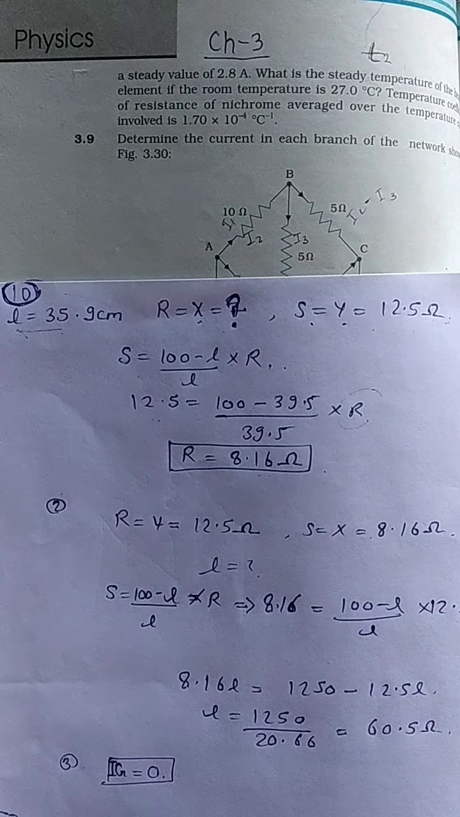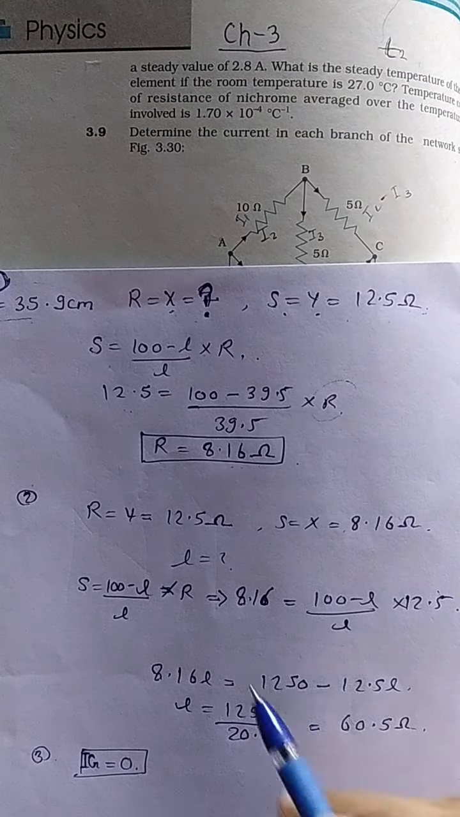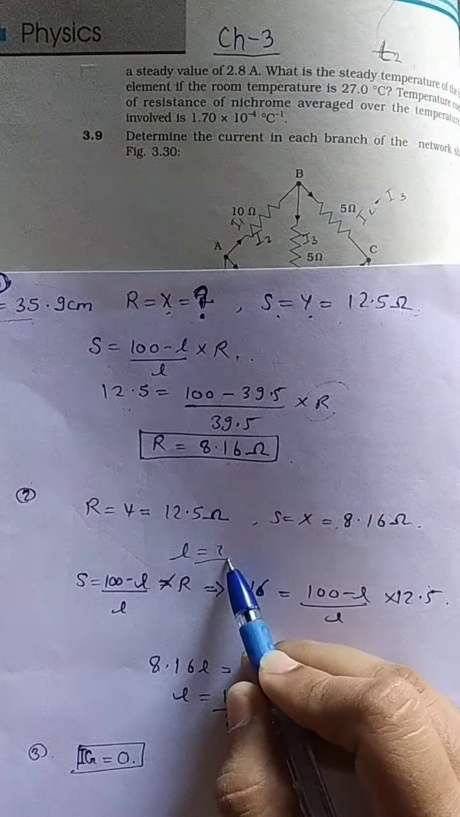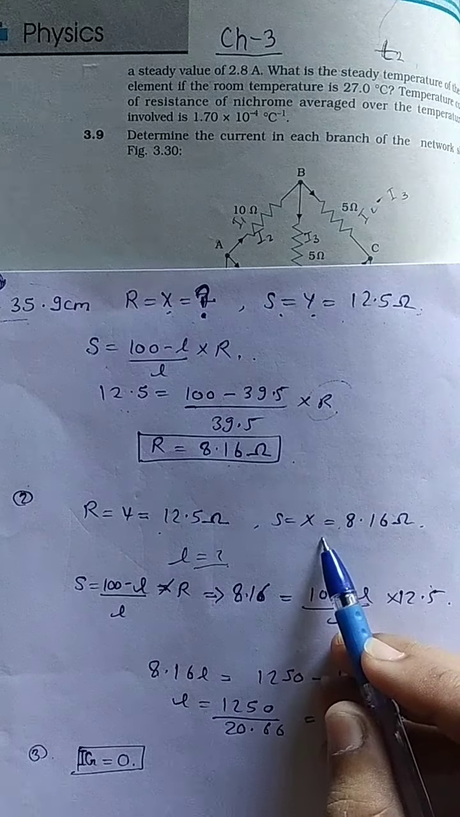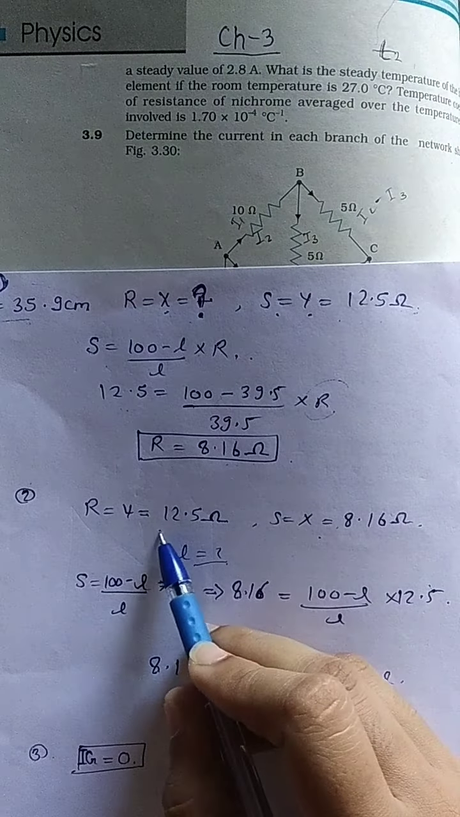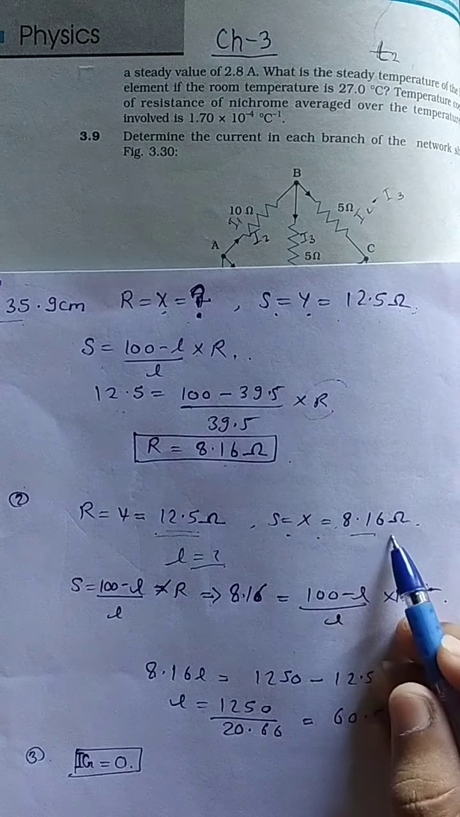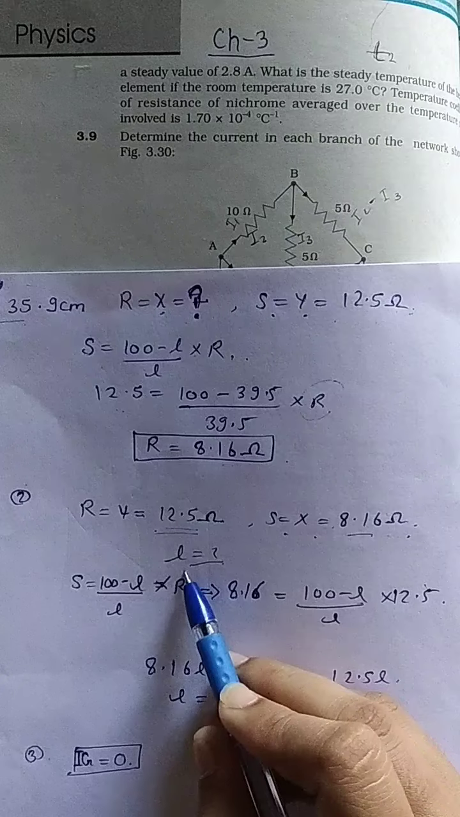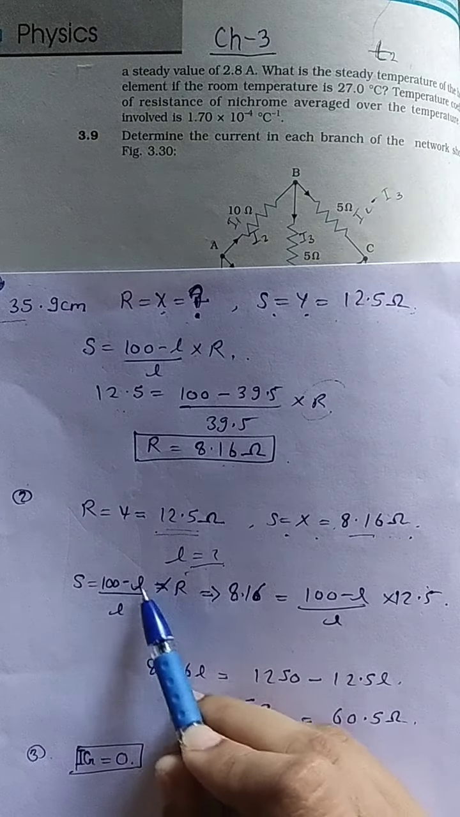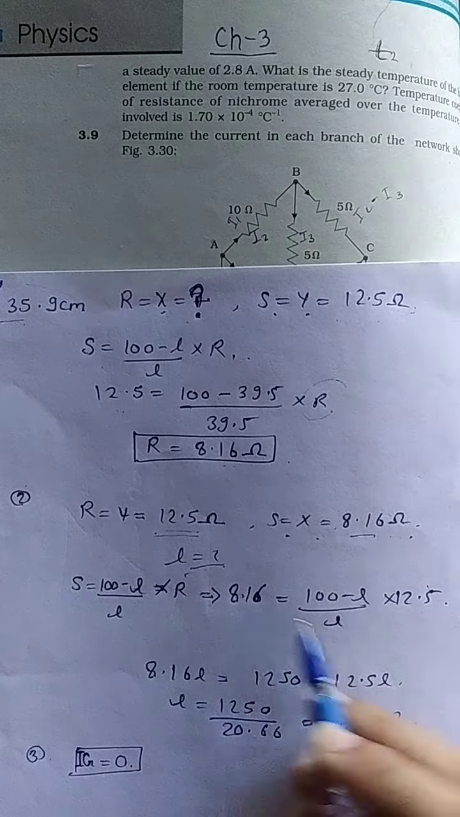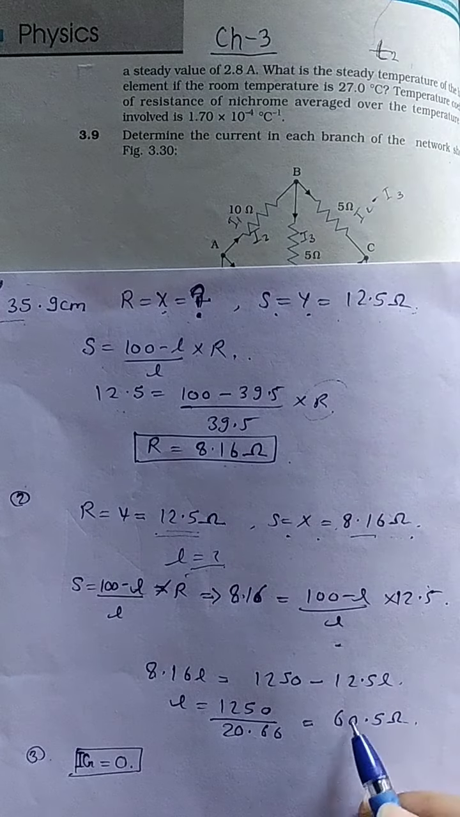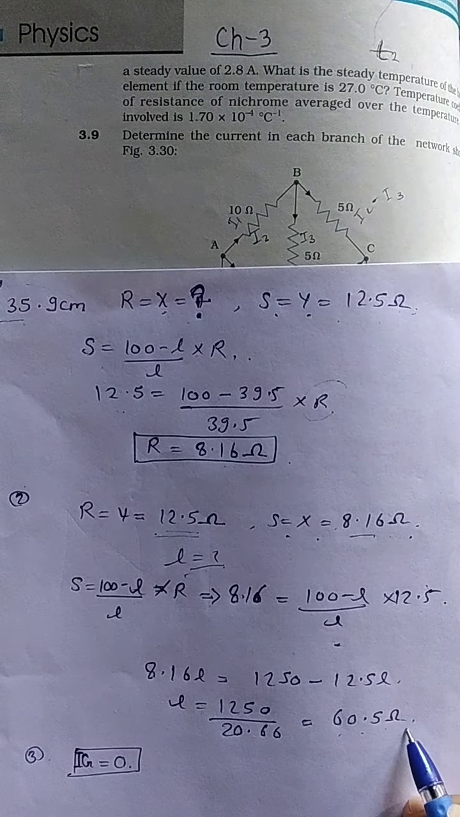Now the second part of this question is, we have to find out the balance point if we interchange the values of R and S. Now R is equal to 12.5 and S is equal to 8.16 ohm. Then the value of L, by putting all the values into the formula again, we can calculate, will be equal to 60.5 ohm.